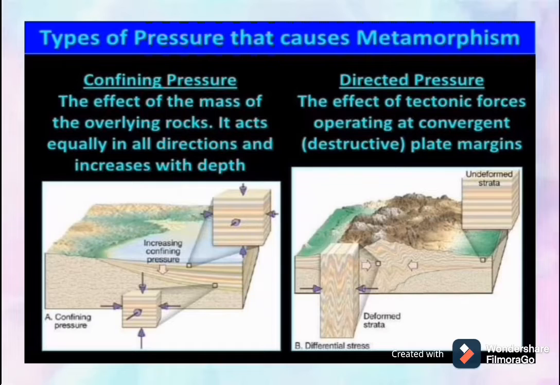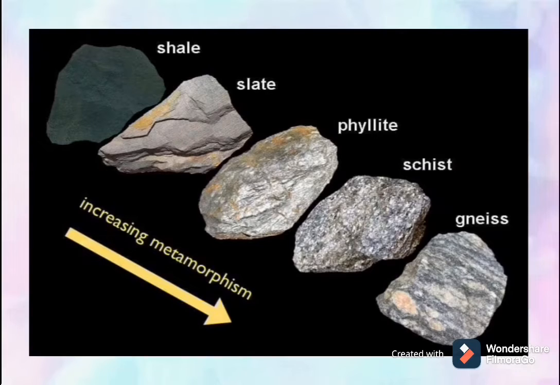Types of pressure that cause metamorphism. Confining pressure, the effect of the mass of overlying rocks. It acts equally in all directions and increases with depth. Directed pressure, the effect of tectonic force operating at converging plate margins. The greater the heat, temperature, and time, the greater the degree of metamorphism.